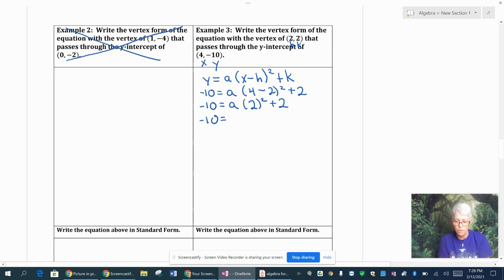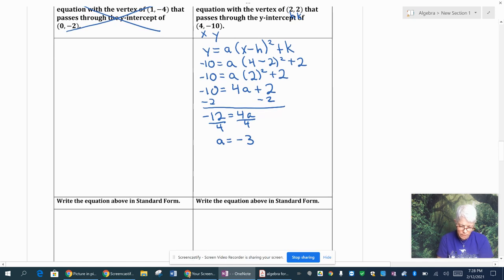I'm going to go ahead and flip it. I'm going to say 4a, because if I put the 4 behind the a, a lot of us are going to add 2 to the 4. And you can see when I write 4a, you can't do that. So I'm going to move the 2 over, and I get negative 12 equals 4a. Divide both sides by 4, and I get a equals negative 3.